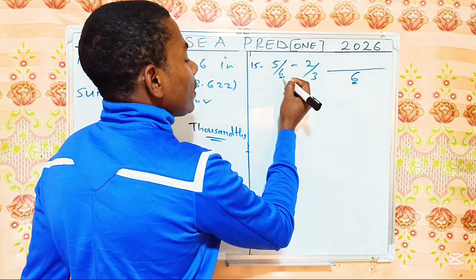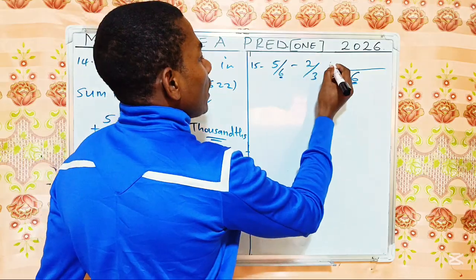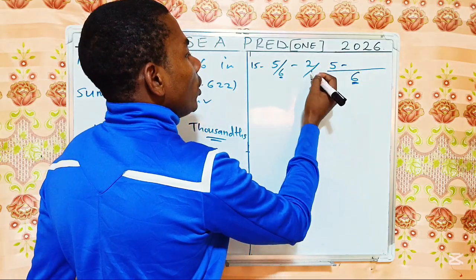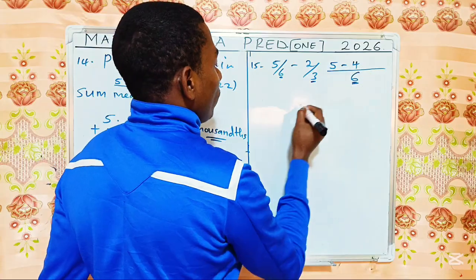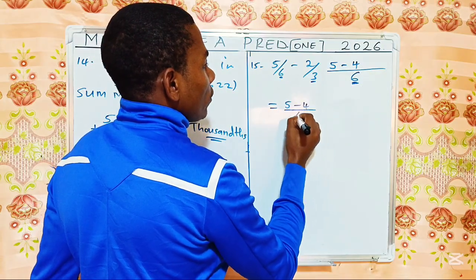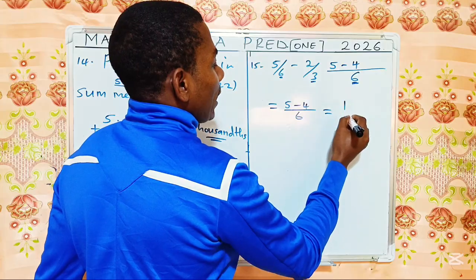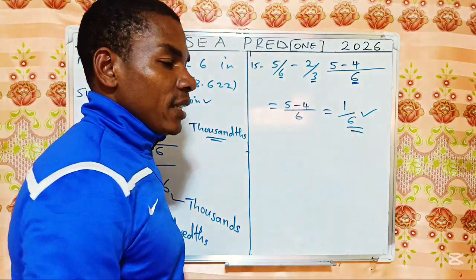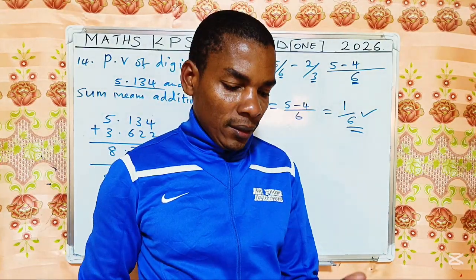6 divided by 6 is 1. 1 times 5 is 5, minus 6 divided by 3, you get 2. 2 times 2, you get 4. Now, 5 minus 4 out of 6. This is 1 out of 6. The answer is 1 out of 6.